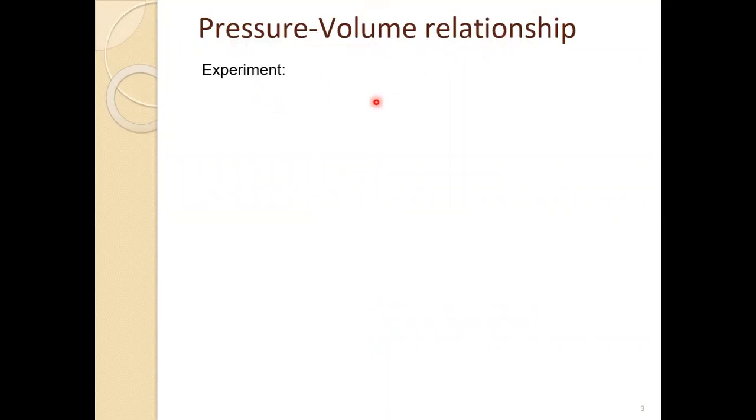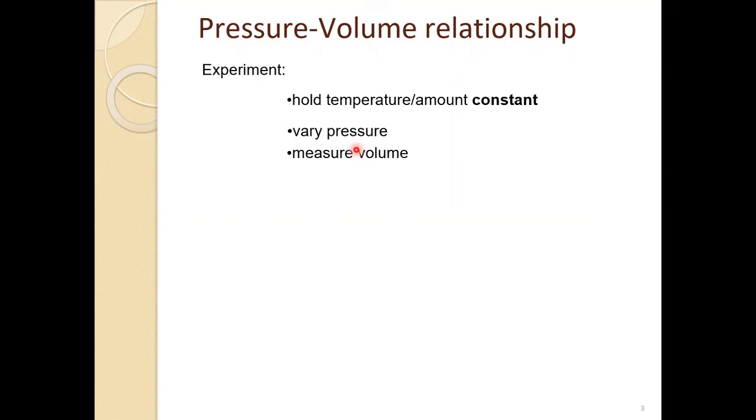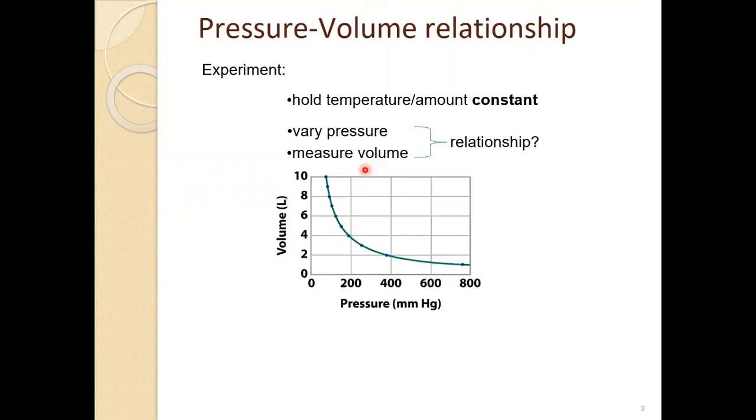What we normally would do in class is a little experiment, a demonstration, where we would hold the temperature of a gas and the amount of gas constant. I would vary the pressure on that gas, and then we would all observe what would happen, if anything, to the volume of the gas. And what we would find is that there is a relationship, and it is an inverse relationship.